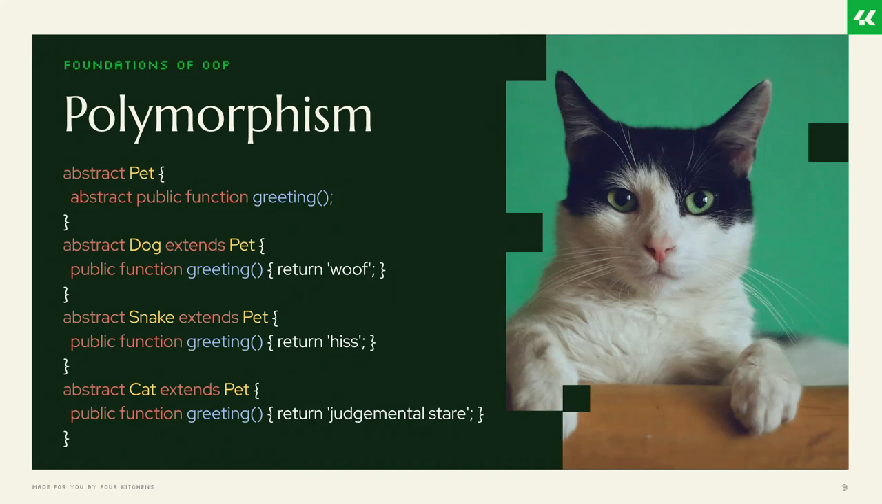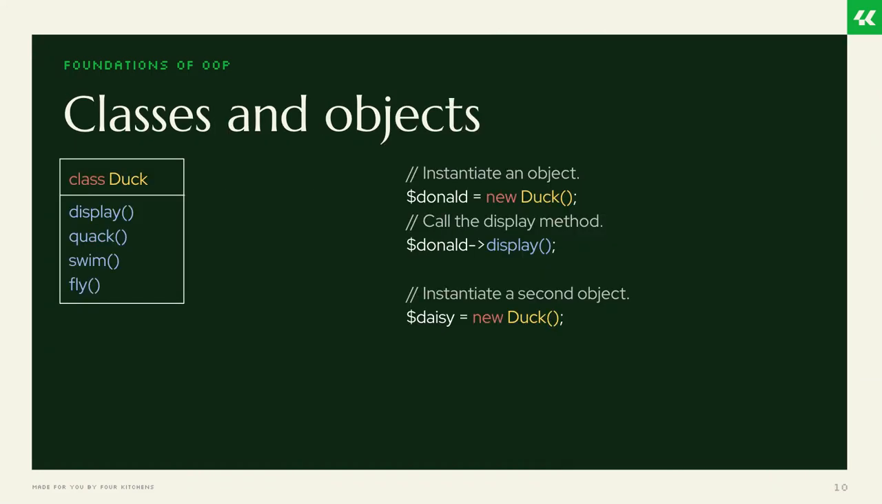it's creating a consistent interface so that we can access the same types of information or use the same methods across a series of components. So no matter what your pet is, a dog, snake, or a cat, it can greet you with a nice, delightful woof, hiss, or judgmental stare. I might be projecting.